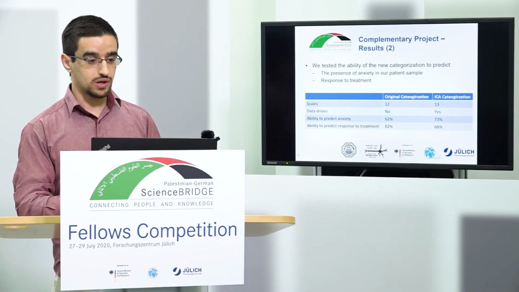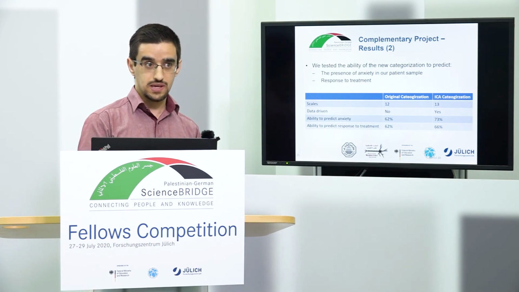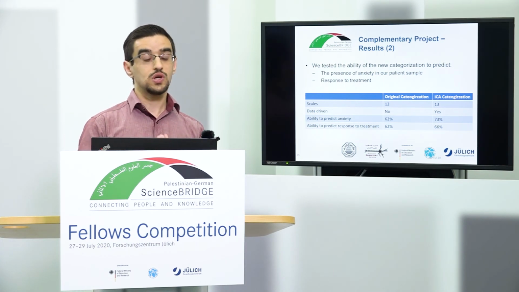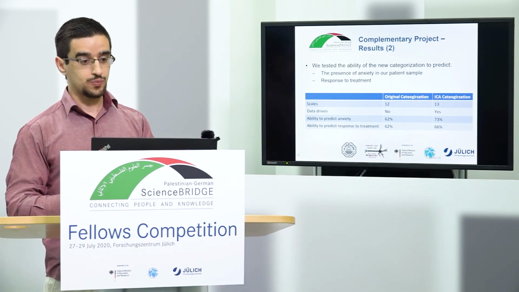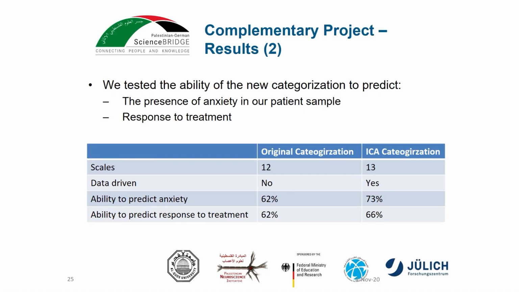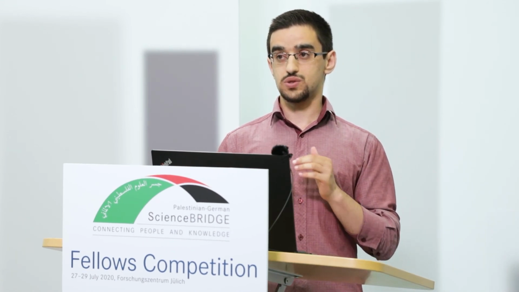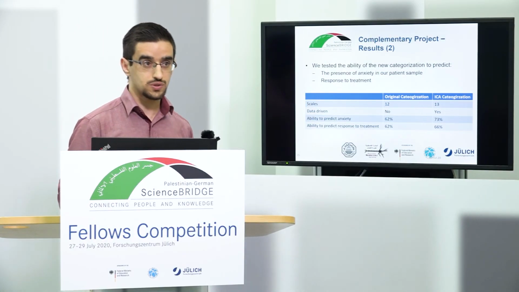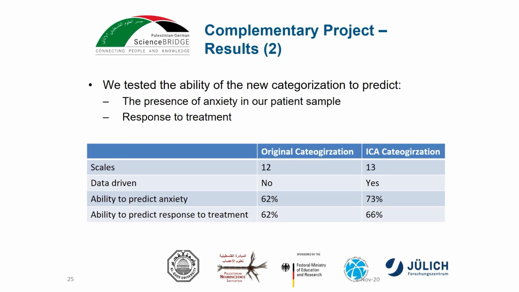The second type of result that we got is the test of the ability of categorization of the TPQ. We tested this using two methods. First, we tested the ability to predict the presence of anxiety in our patients with depression, so comorbid anxiety, and the ability to predict response to treatment. And what we found is that the ability to predict anxiety increases to 73% in the new categorization as compared to 62% in the original one. And the ability to predict response to treatment increases slightly to 66% as compared to 62%.